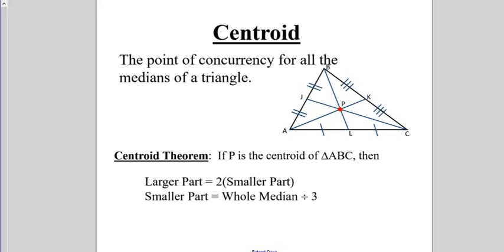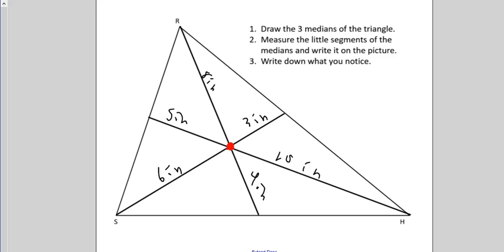Okay? And one thing I did not mark on the previous page was, since it was going to the medians of each midpoint of each side, that makes all the different sides match up. So this is equal to that, these two are equal, and those two are equal. So the centroid theorem: if P is the centroid, then the larger part is 2 times the smaller part. And there's another one, we'll go back and look at: the smaller part is the whole thing divided by 3. Well, let's look at that. So let's look at this one right here.